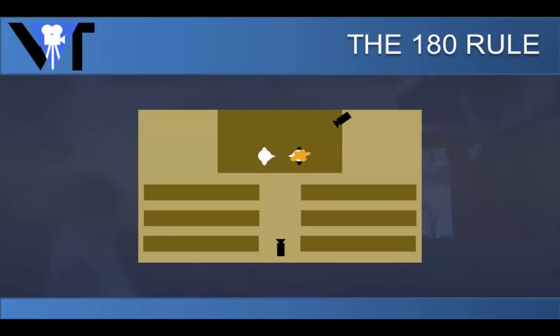But if we put the camera here, the video will look odd when we cut between the footage from the two cameras, because the cameras are on separate sides of the 180 line. Remember to consider what your two shots will look like when combined together in a final video, and keep the 180 rule in mind.